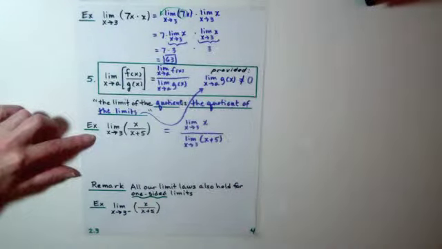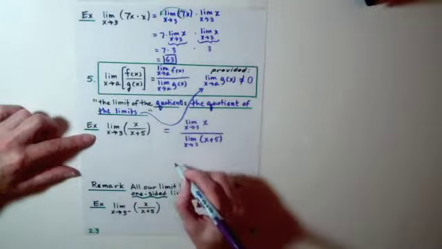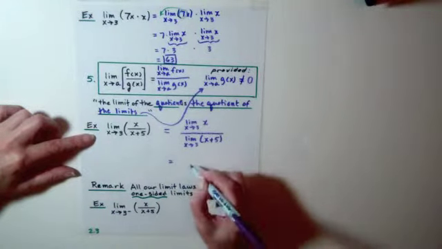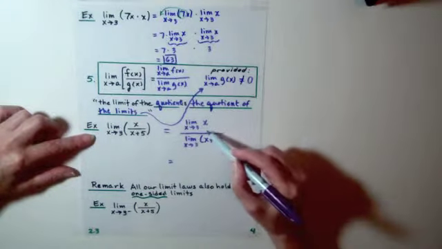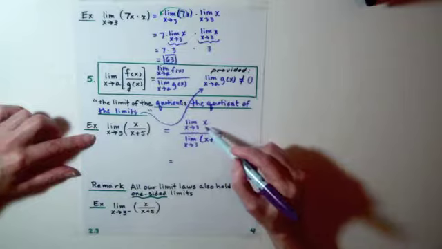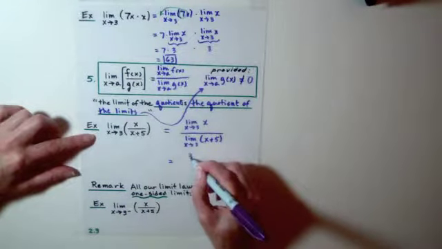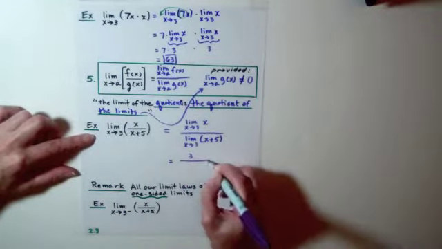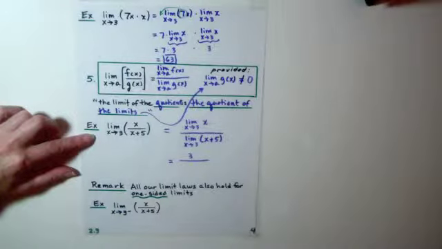If the limit in the bottom is 0, we'll talk about what happens with that at a later point, so don't worry too much about that at this moment. Well, can we find the limit in the top? Sure, it's just the obvious limit. The limit as x approaches 3 of x is just the number 3. So the limit in the top we can find, and it is equal to the number 3.